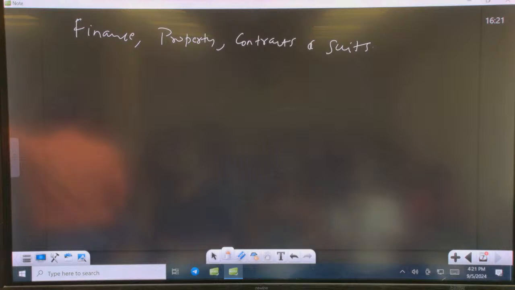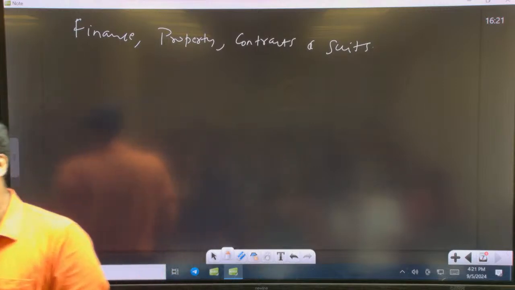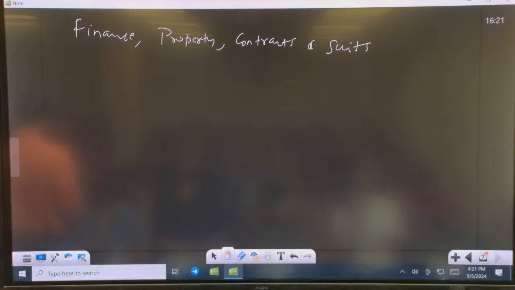What is suits? Not that Harvey Specter and Mike Ross, okay? Not that suits. You know that or not? Suits is a legal case, right? When a state files a case against the center, or when the center files a case against a state, they are said to have filed a suit against each other in either the High Court or the Supreme Court.